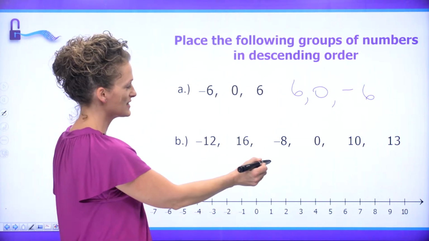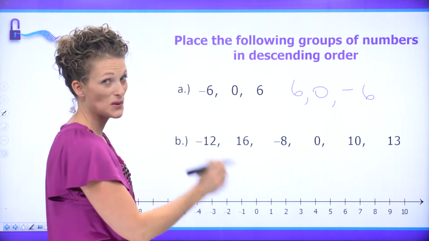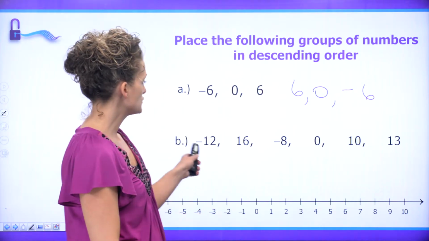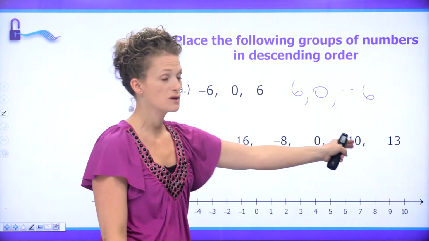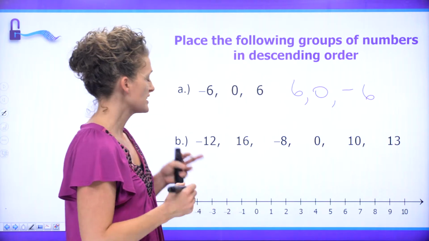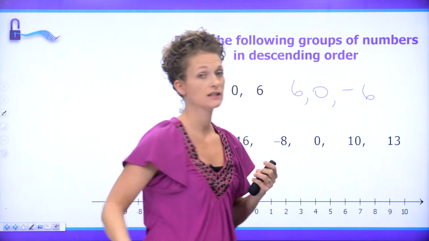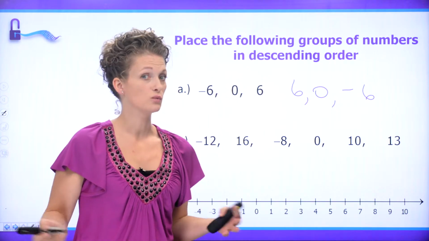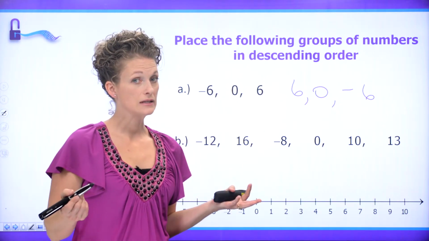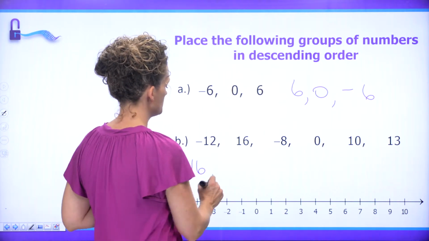So now we have 6 numbers, and we're going to start with the biggest and go to the smallest. So we have 2 negatives, and then we have 3 positives. Again, remember 0 is neither negative nor positive. So let's look at the biggest number that we have. It's between 16, 10, and 13. Again, think of it like money. Which would you rather have? 16, 10, or 13? I'd rather have 16, so I'm going to start with 16.